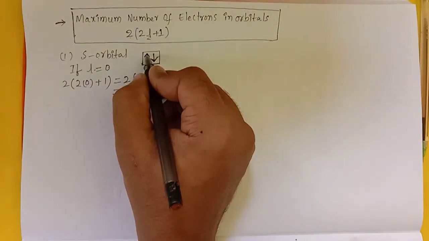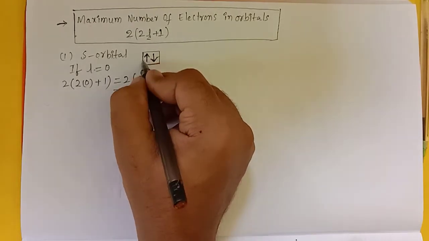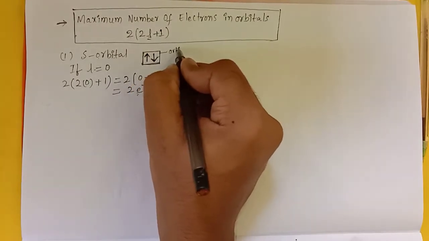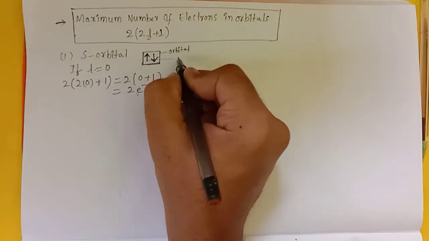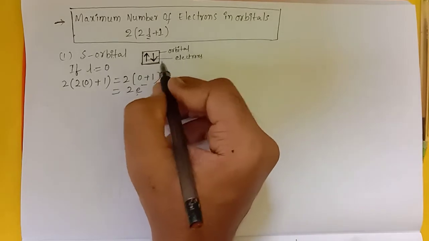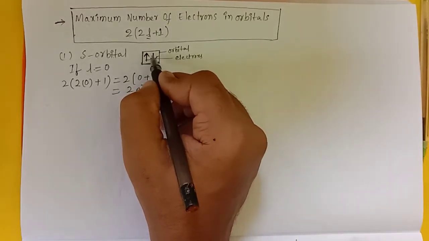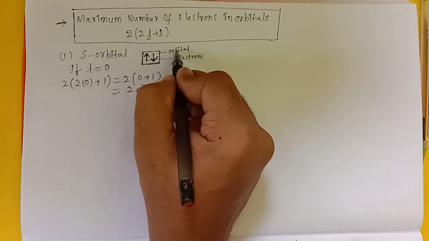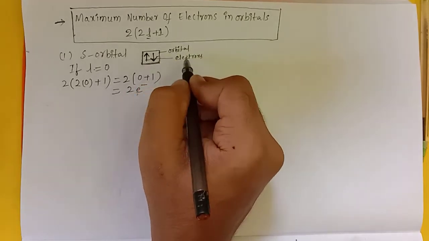How many electrons are there? 2 electrons. What does the box mean? Box is nothing but it indicates an orbital, and whatever the arrows are, they represent electrons. Remember, very important: both are electrons here. The direction is different, upward and downward. And what about this box? The box indicates an orbital. The box indicates the orbital, and the electrons are indicated with arrow marks.